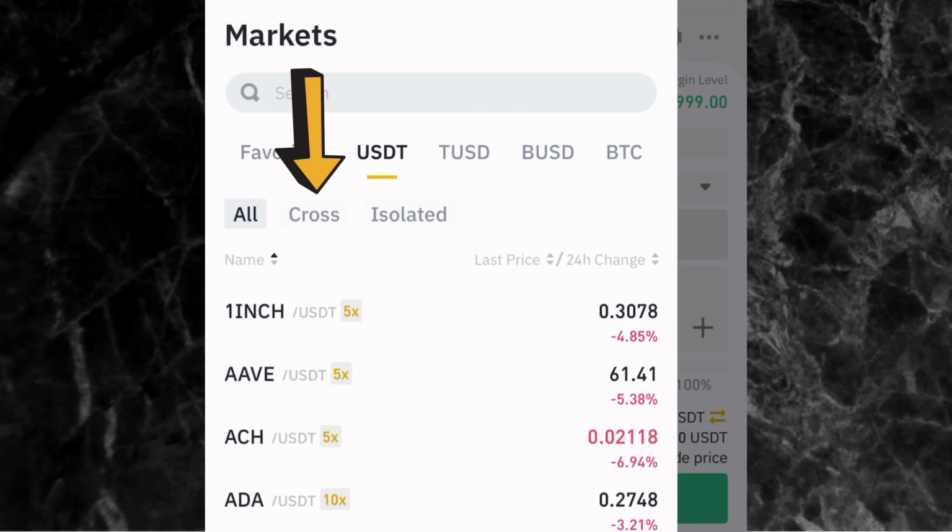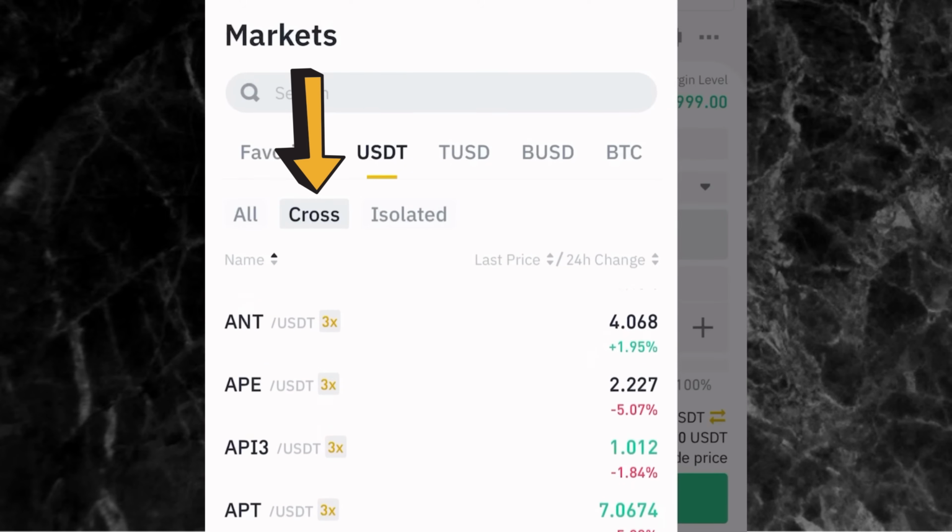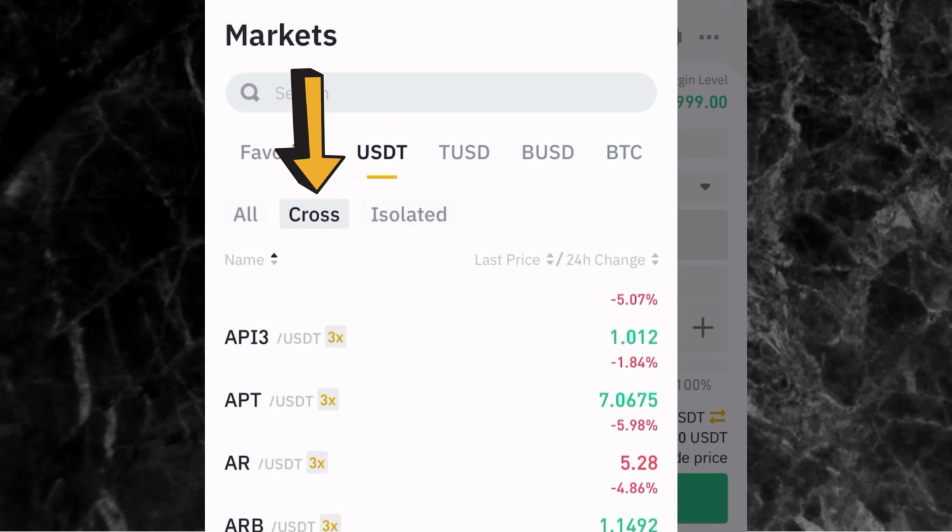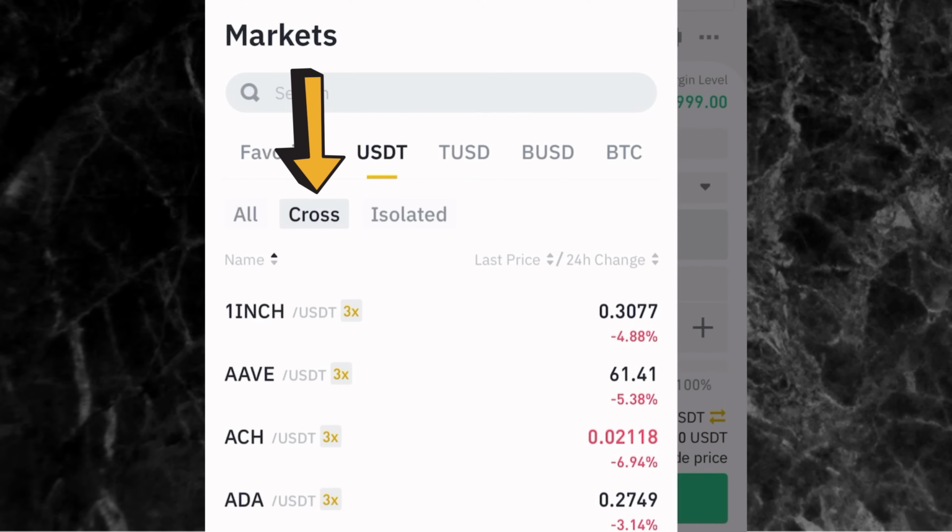Now, you have two main types of margin trading. You have cross margin trading and isolated margin trading. Now, for cross margin trading, if you tap on cross margin trading, you'll be seeing that the leverage you can use for all the trading pairs under cross margin trading is not more than 3x. It is basically 3x. So if you look at all the trading pairs, you see that you have 3x beside each of them. So the leverage you can use for cross margin trading is 3x.